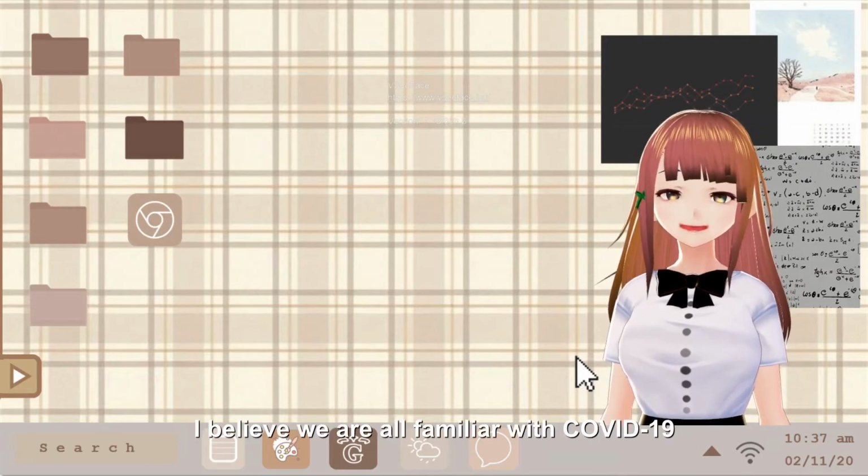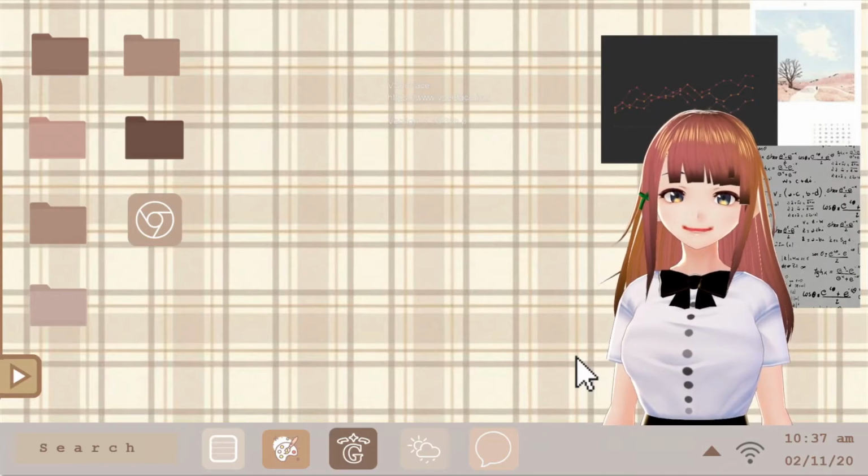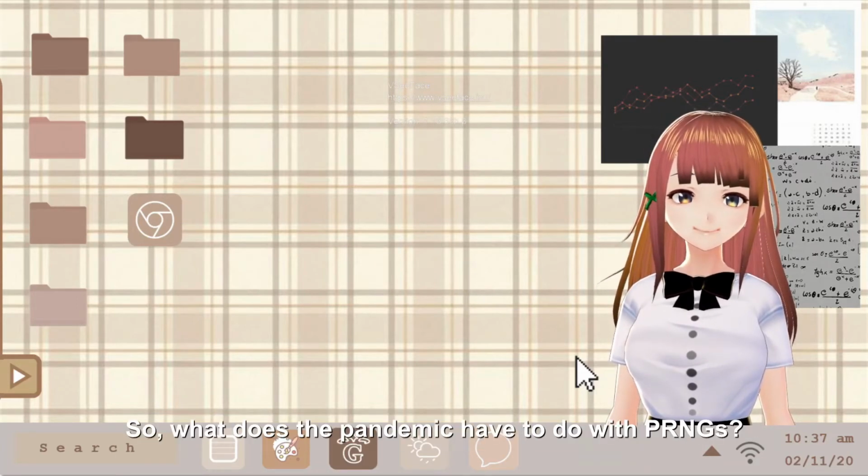I believe we're all familiar with COVID-19 since it's impacted many families since its emergence. It posed a substantial threat to the economy and the lives of all citizens. So what does the pandemic have to do with PRNGs?